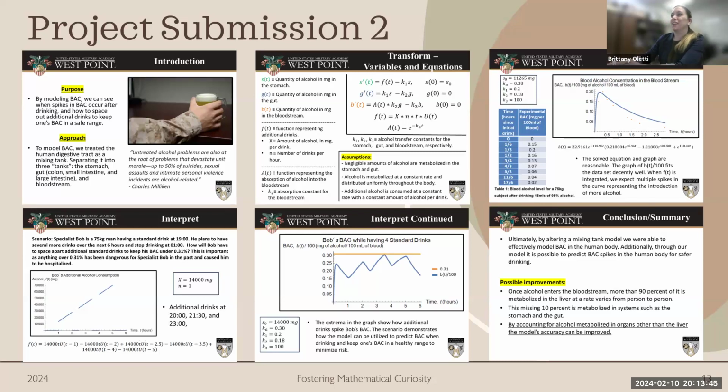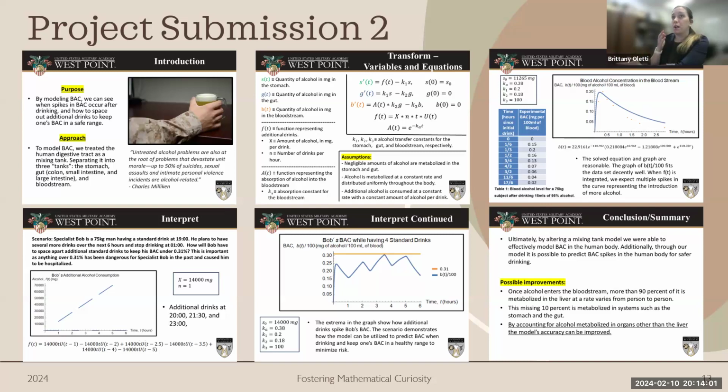And so they went through and made a really great system where they have the quantity of alcohol in milligrams in their stomach, and they move from stomach to gut, from gut to bloodstream. And then they plotted all of this with some of the data that they found online and some parameter fitting. And then they brought in their own math model.